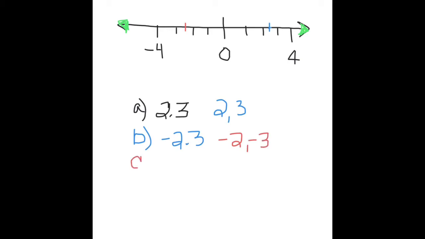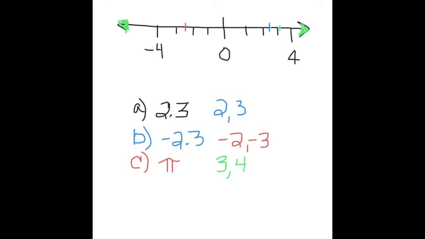What about example C, which is pi? Now, pi is not even a rational number. Pi is irrational. Well, when we use approximations for pi, I think the most common approximation is 3.14. So 3.1 something is going to be right about here. So that means that pi lies in between the integers 3 and 4.